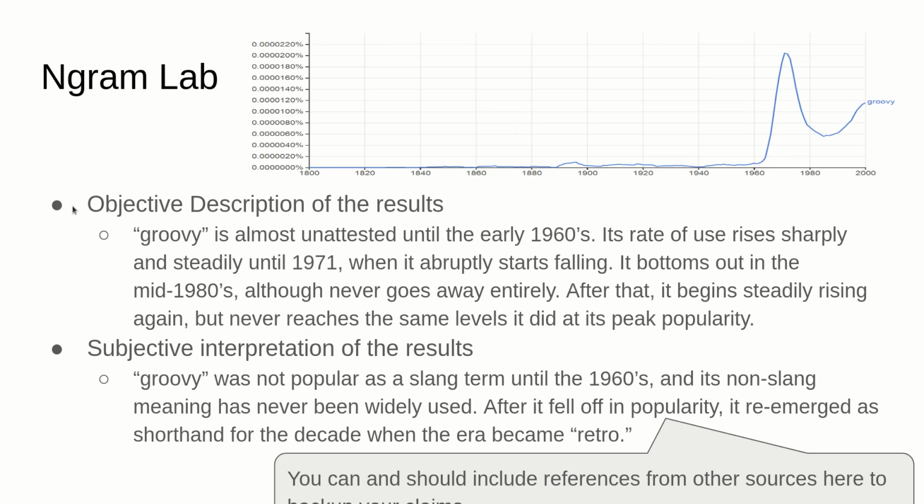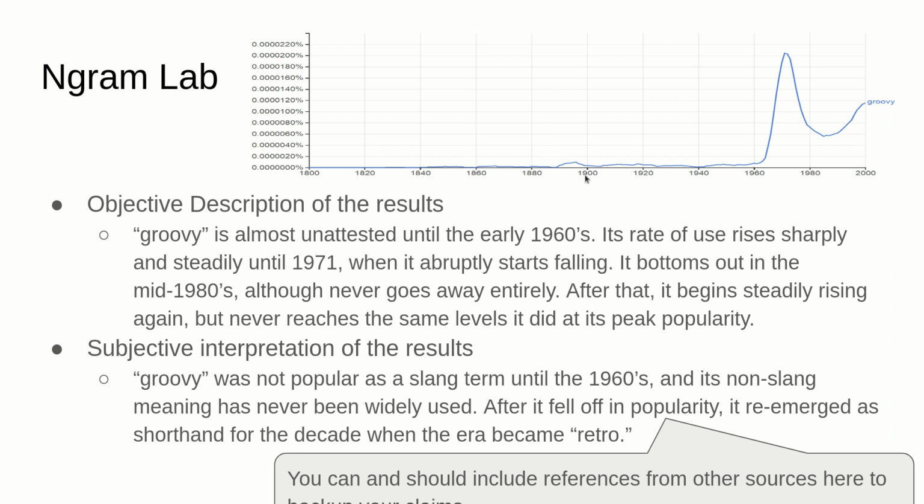So another thing that you want to do in your Ngram lab is to try to give as much as possible an objective description of the results, so that the data and the patterns are described in a way that people could generally agree upon. In the example shown here, we show the word groovy, and we see that it has very little use, but some, up till about the 1960s. So we don't talk about why it has or does not have those uses at this point.